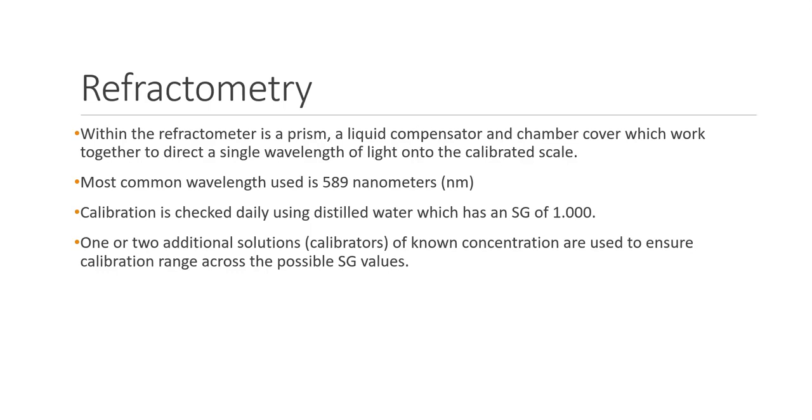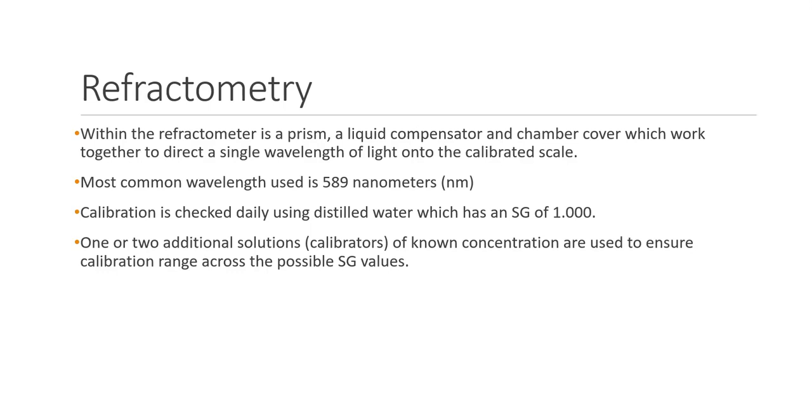The most common wavelength used is 589 nanometers. Calibration is checked daily using distilled water, which has a specific gravity of 1.000. So again, anytime we're going to use a piece of equipment, there are certain steps that need to be taken to ensure the accuracy of the results. This is the first step taken every day, and it's recorded. Also, one or two additional solutions known as calibrators of known concentration are used to ensure calibration range across the possible specific gravity values.